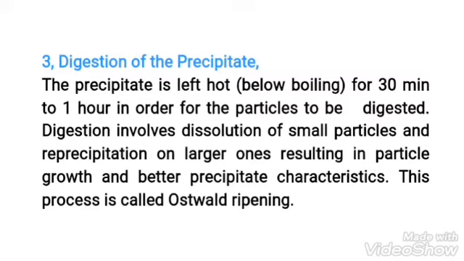3. Digestion of the precipitate. The precipitate is left hot below boiling for 30 minutes to 1 hour in order for the particles to be digested. Digestion involves dissolution of small particles and reprecipitation on larger ones, resulting in particle growth and better precipitate characteristics. This process is called Ostwald ripening.